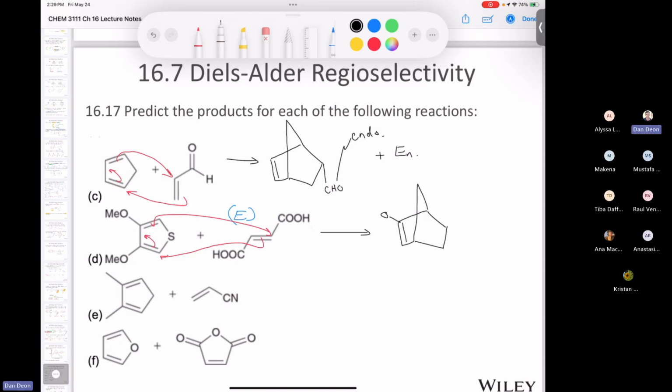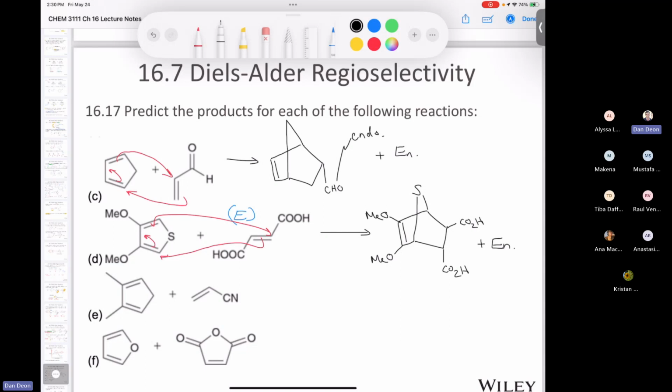Okay, so we're going to have our two methoxy groups over here. We have our sulfur, which is going to be up here like this. Then we're going to have one carboxyl group in the exo position. I'll just put CO2H to condense it. And then we're going to have one in the endo position like this. And of course, we can also form the enantiomer of that compound.